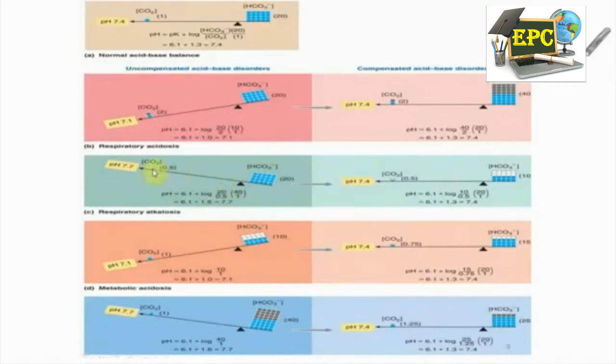Let's say we have a decrease in CO2. It went from 1 to 0.5. What's going to happen to the bicarb? It's also going to decrease. Okay? Here's just a couple of examples. You can read through the rest.